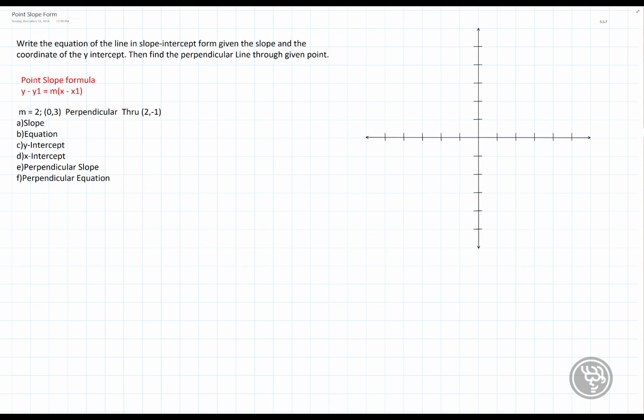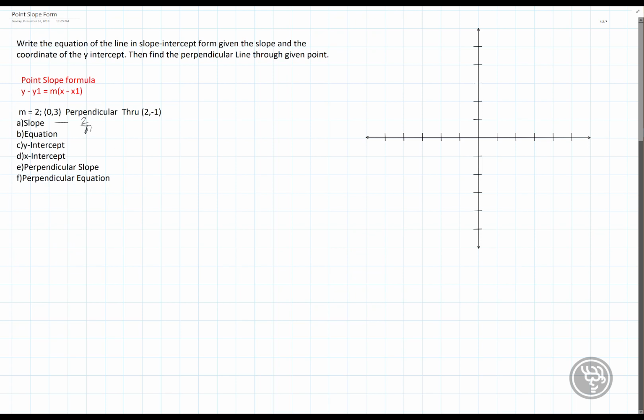All right, A through F are all the points that we're going to have to find, and this is your given information. So your m is equal to 2, which is your slope, and they give you a point, and then they tell you that the perpendicular line is going to go through 2, negative 1. So let's just put down the slope. We know the slope is basically 2 over 1.